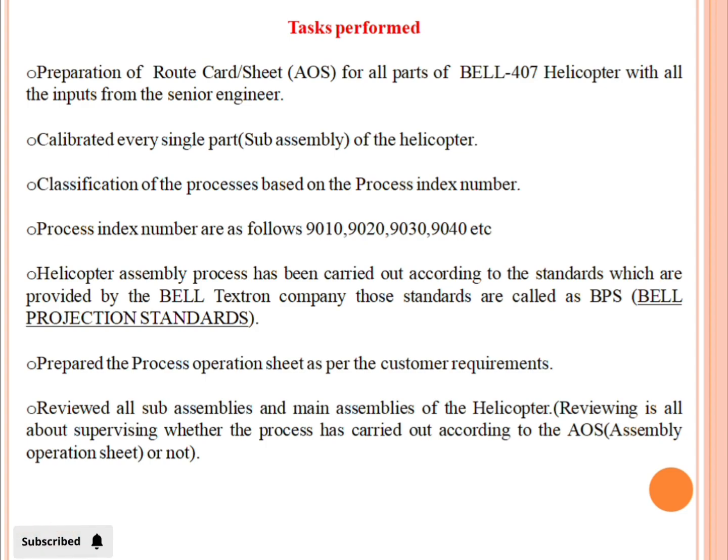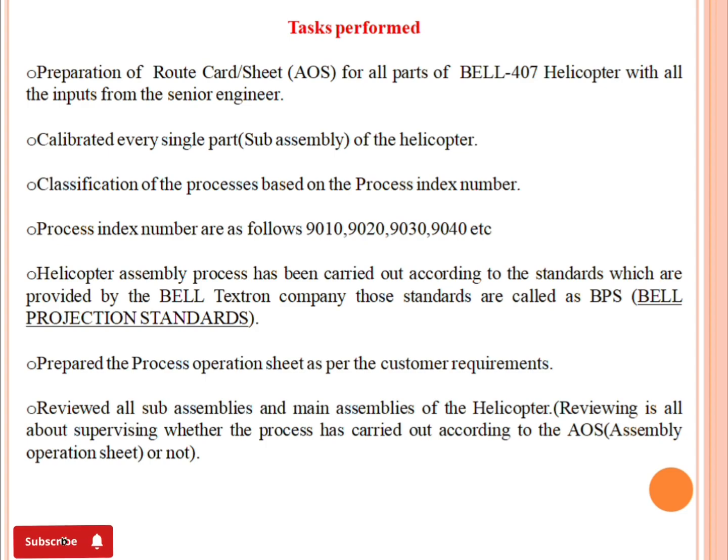The fourth one is that the helicopter assembly process is carried out according to the standards provided by the Bell Textron company. Bell is a Textron company which designs and manufactures high-end helicopters. It releases standards called Bell Process Specifications, also called BPS. According to that BPS, the helicopter assembly process will be carried out.